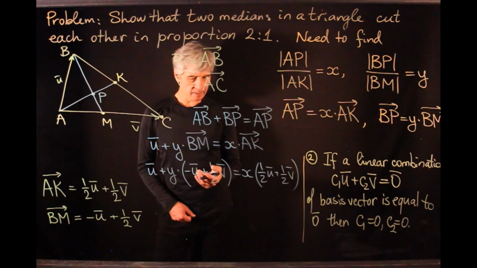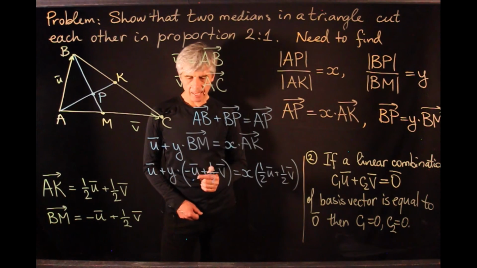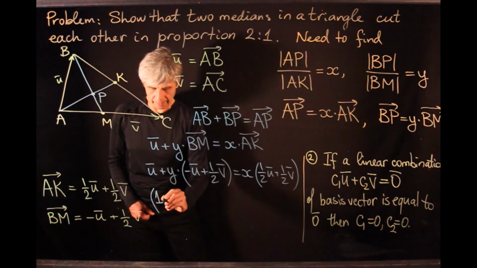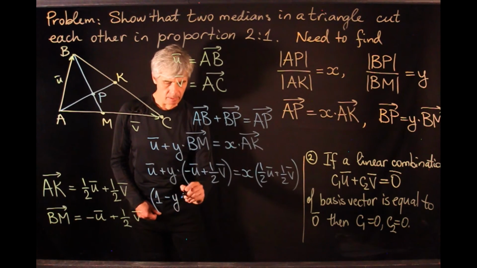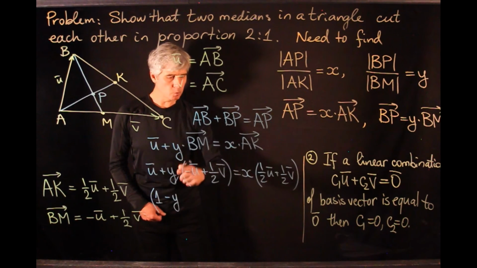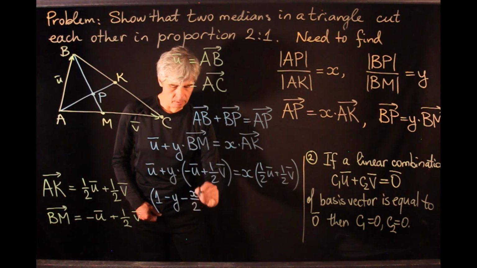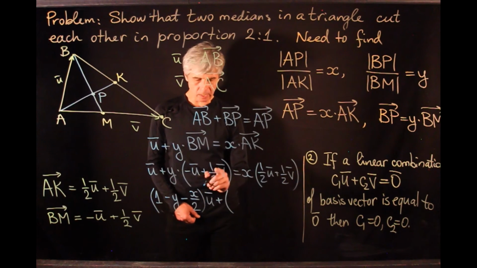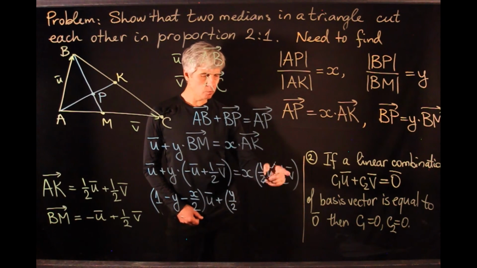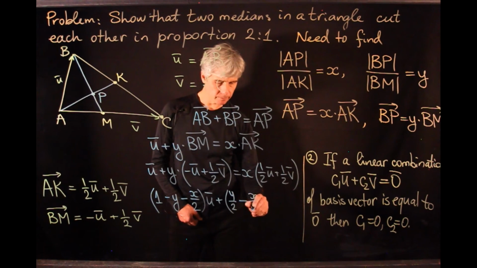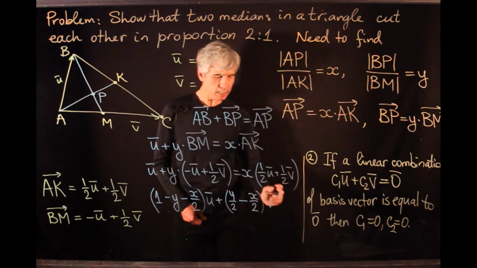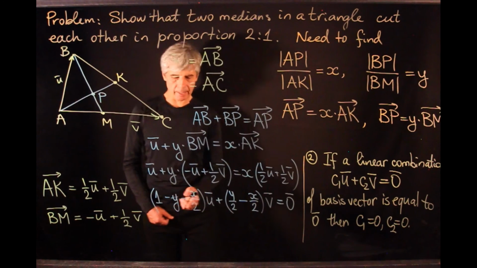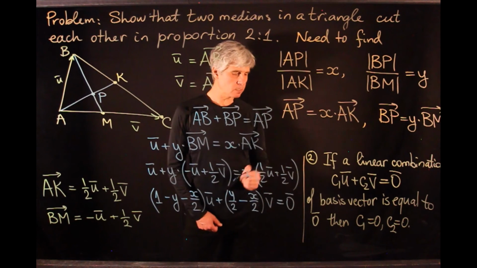So now let's collect everything on one side, and let's combine coefficients at U and at V separately. Here we have 1 U, so we put 1. And here we have negative Y. And when we move this to the other side, we get X over 2 times U. For V, the term is Y over 2 times V. And when we move this to the other side, we get minus X over 2 V. Because there is nothing left on the right-hand side, this is equal to the 0 vector. So we get this vector equation: this multiple of U plus this multiple of V is equal to the 0 vector.